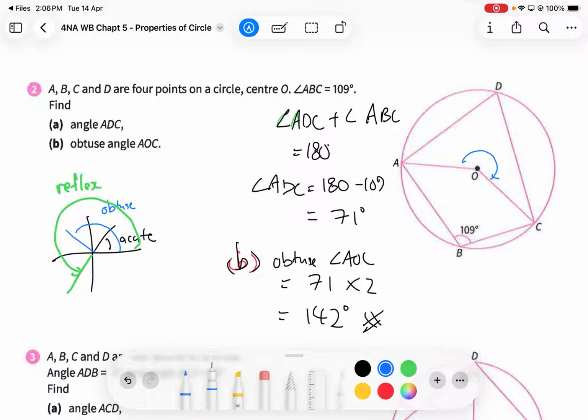Also, there are 2 points. These 2 points meet at the circumference, and these 2 points meet at the center. So this 109 is on top of B, which means it is related to this angle on top of O. What is the relationship? This one is always bigger than this one by 2 times. So actually this angle here is 218.